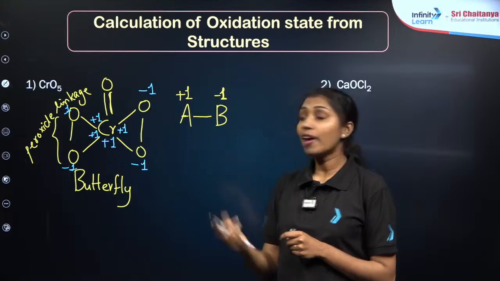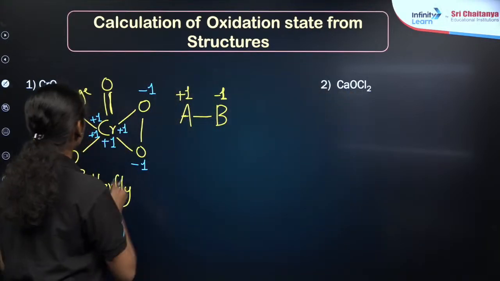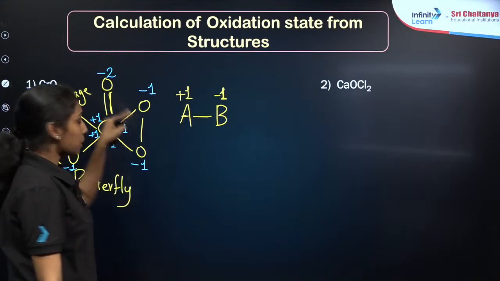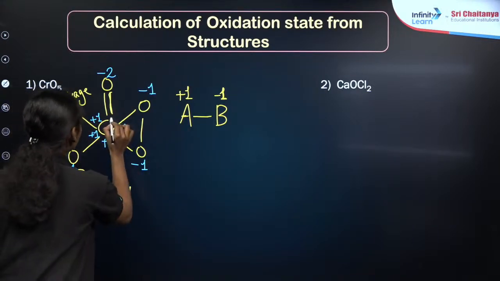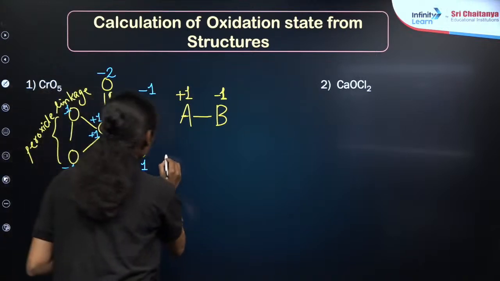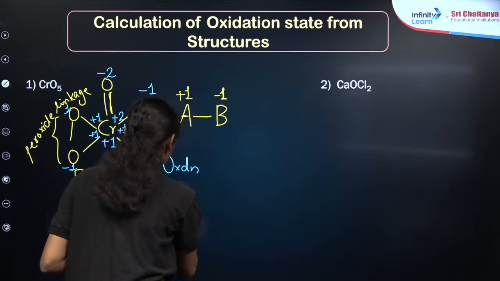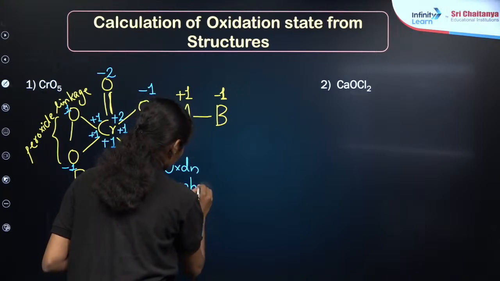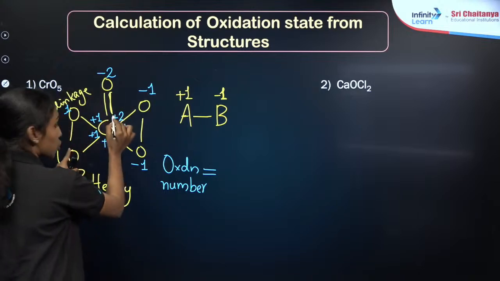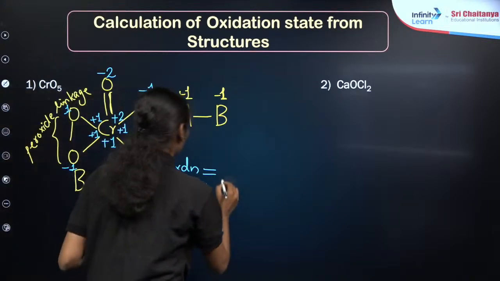If I am taking 2 bonds, what will be the charge? Oxygen experiences -2 charge, right? Which means chromium experiences +2 charge. So in total, the oxidation number of chromium in this particular structure is the sum of the oxidation numbers of all these atoms, which means +2 +1 +1 +1 +1, that is equal to 6.